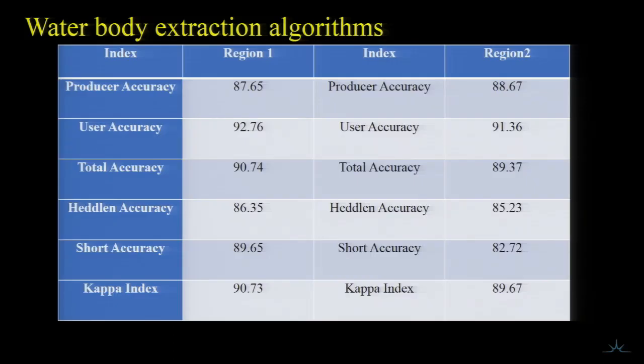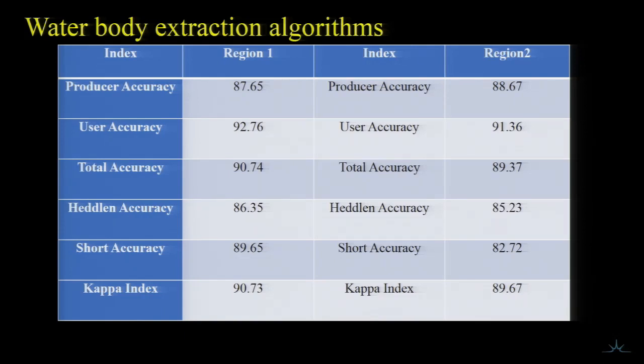And then we can do the accuracy assessment using different random points and using human eyes to determine if it's a water body or not. So this is the result for the producer accuracy, the user accuracy, and total accuracy. The accuracy can be as high as 90%, which is very good, even though the algorithm is very simple.